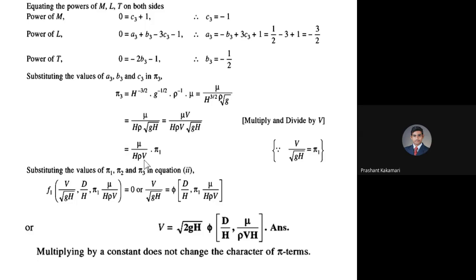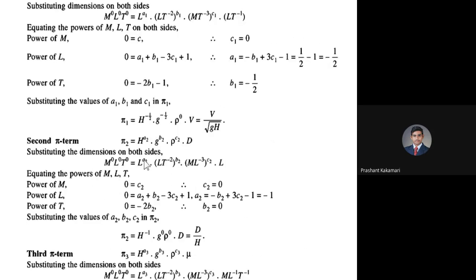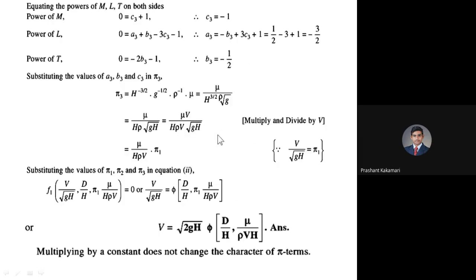Okay, so now they will take all the pi 1, pi 2, pi 3 terms. Now they are going to substitute in the v equation, how this v is related to the remaining terms. So v equal to, see here, what is pi 1? Pi 1 is v divided by square root of gh. Okay, so they have taken v divided by square root of gh equal to phi of, what is phi of? Pi 2 term.